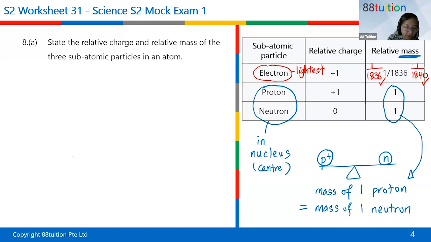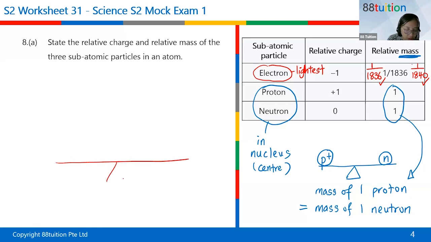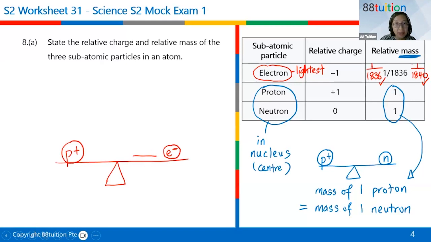Then what if I have a seesaw? Let me do it in red now. I want to balance my seesaw. If one side has just 1 proton, can you tell me how many electrons, which are negative charge, I must put on the other side to balance the seesaw? Everybody type into the chat.